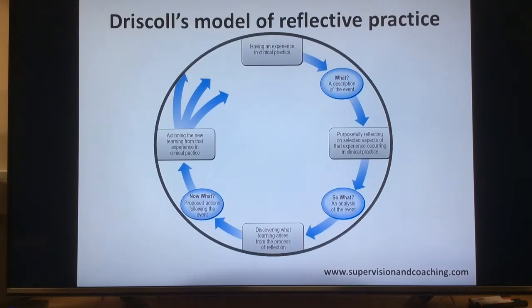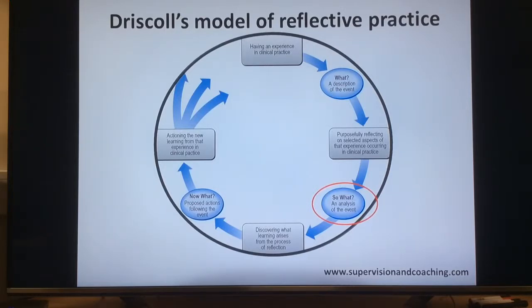The model that we've used as a group is Driscoll's model from 2007, and the three main elements that make up this model of reflection are, firstly, the what, a description of the event. It is very similar to Borton's model, however with trigger questions, particularly when you get to the second section, so what.